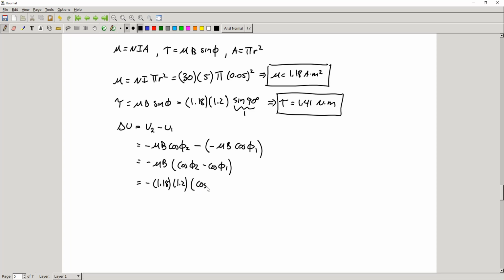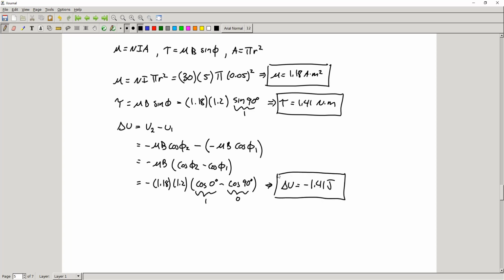Well, phi 2 is what's going to happen when our coil has already flipped over. And so we have our mu pointing in the same direction as B, and so phi 2 is just 0 degrees. And phi 1 was the way it was originally, where it was at 90 degrees, right? But the cos of 90 degrees is 0, and the cos of 0 degrees is 1, okay? So we just simply have to remember to keep this minus sign in here, and we just multiply 1.2 by 1.18, and we're going to end up finding a delta U equal to minus 1.41 joules, okay?